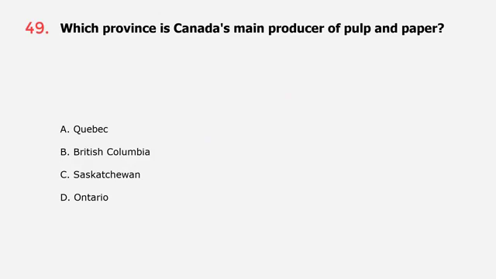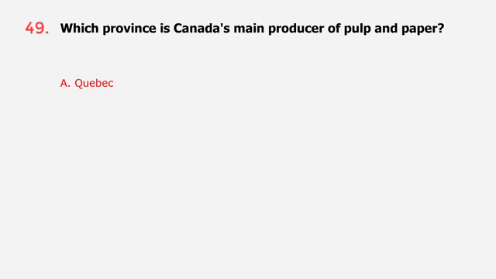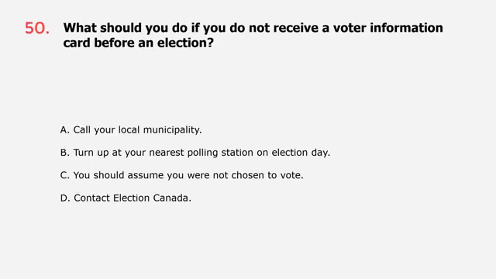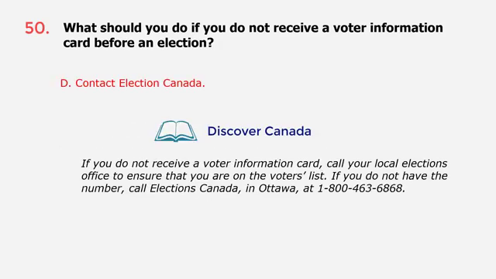Question 49. Which province is Canada's main producer of pulp and paper? A. Quebec. B. British Columbia. C. Saskatchewan. D. Ontario. The answer is A. Quebec. Question 50. What should you do if you do not receive a voter information card before an election? A. Call your local municipality. B. Turn up at your nearest polling station on election day. C. You should assume you were not chosen to vote. D. Contact Elections Canada. The answer is D. Contact Elections Canada.